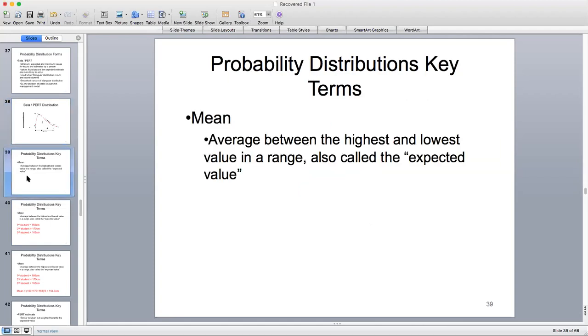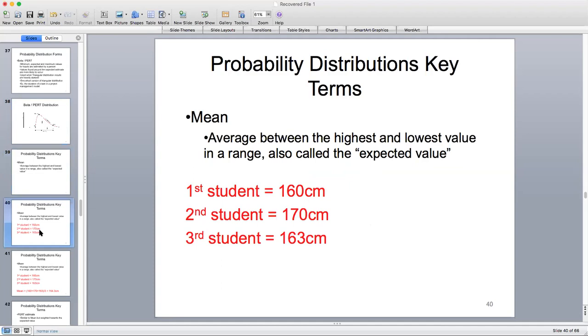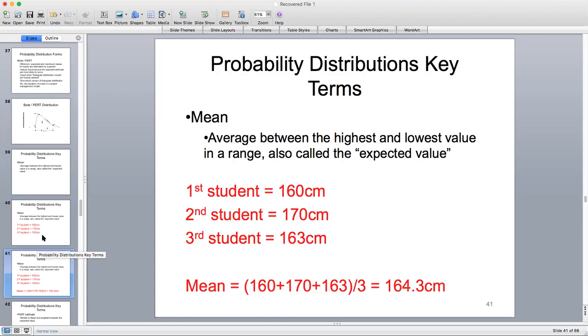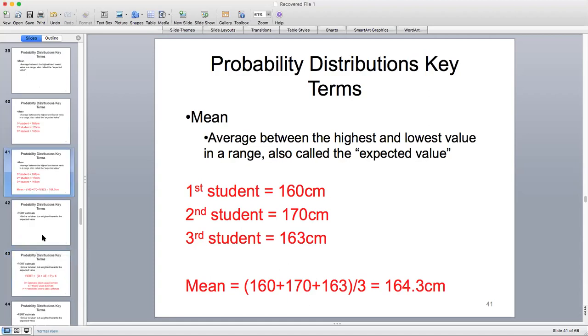Okay, so remember, the mean is the average between the highest and lowest value in a range, also called the expected value. The mean in this case is going to be, let's say that we were measuring the heights of students in a room, in a classroom. So we might measure the height of student 1, who is 160 centimeters, student 2 is 170 centimeters, and student 3 might be 163 centimeters. So to calculate the average, we simply take the mean value of 160 plus 170 plus 163 and divide that by 3. And that's a simple average, known as the mean average, is 164.3 centimeters. So that would be our average value.